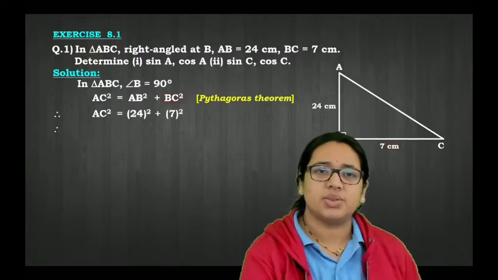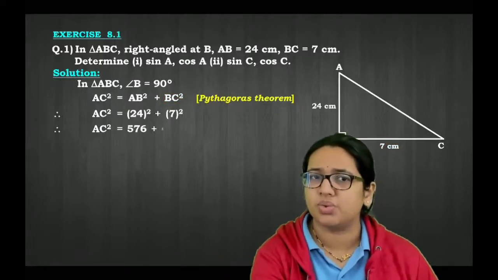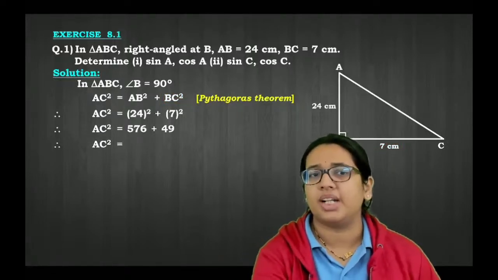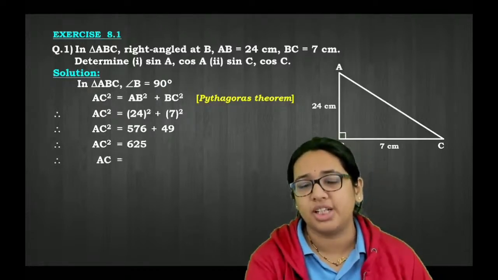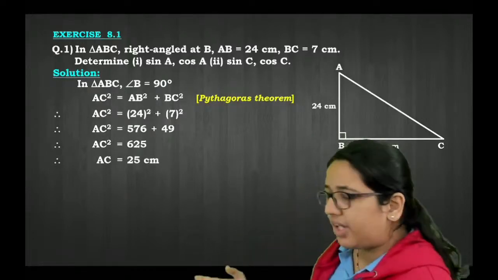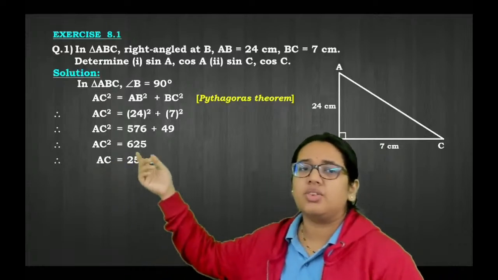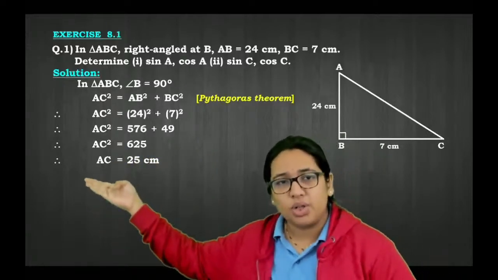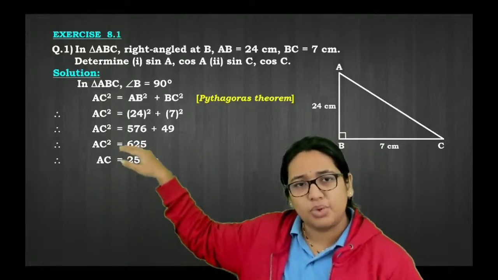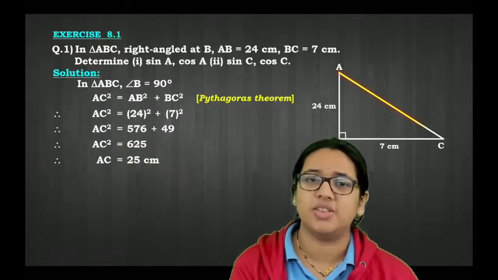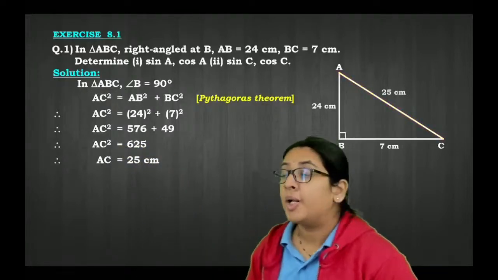Hence, AC square will be 24 square plus 7 square, that is 576 plus 49, which is equal to 625. So AC square का अगर वैल्यू 625 रहेगा, then what will be the value of AC? Just आपको square root consider करना है. So AC will be 25 centimeter.